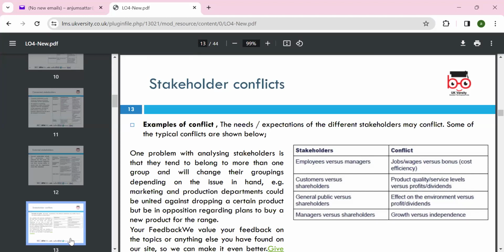Okay, then the stakeholders in conflict. So you have to look at what those stakeholders want, because it's very difficult: workers want higher salaries, the customer wants a cheaper product, and the supplier wants quick payment. So you have different expectations from everyone. The needs and expectations of the stakeholders may conflict, and some typical conflicts can be employees versus managers, wages versus bonus, cost efficiency; customers versus shareholders, product quality, service level, and more profit and dividend. Yes, if you give high quality, the cost rises, and ultimately the customer would like a lower price, and if you sell high, then maybe you're not meeting the expectation of your customer, though you're meeting the expectation of the shareholder. You need a balanced approach. Effect on the environment versus profit, and manager versus shareholder, growth versus independence.